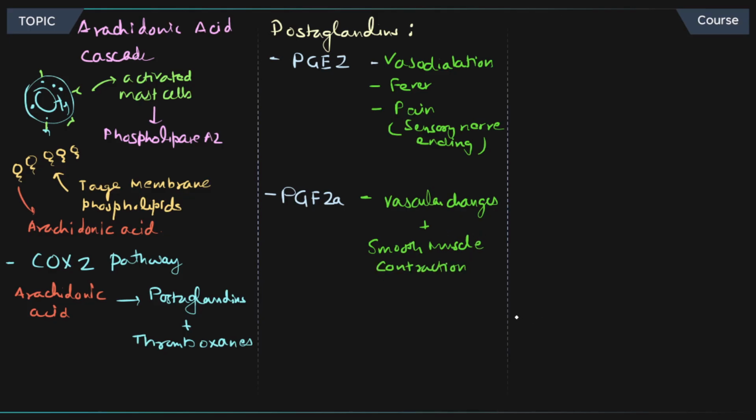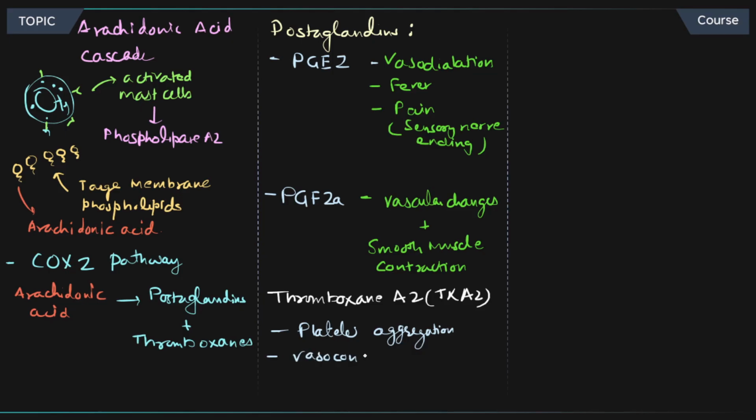Okay. Next, we already discussed thromboxanes. So thromboxane, let me write it down. Thromboxane A2, specifically, it's also known as TXA2, right? And it's going to cause platelet aggregation and also vasoconstriction. Platelet aggregation, we know what platelets are, and it's also going to cause vasoconstriction in this case, right? So thromboxane plays an important role in the functioning of platelet aggregation and also vasoconstriction.